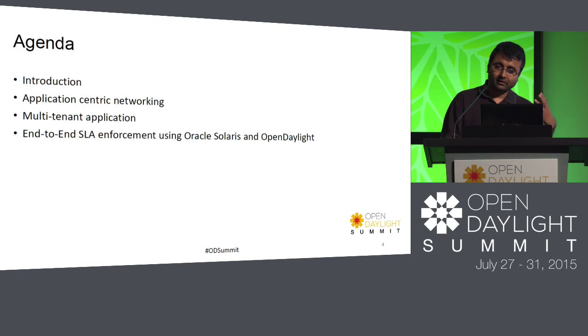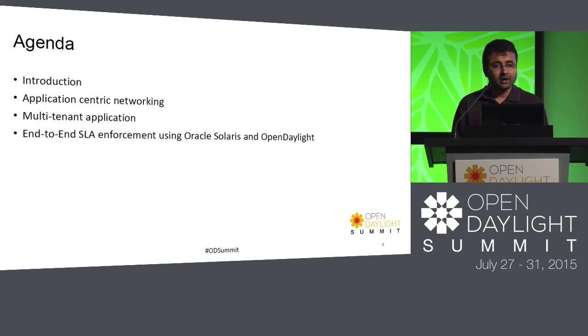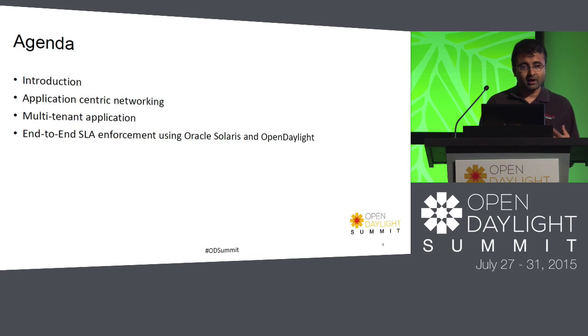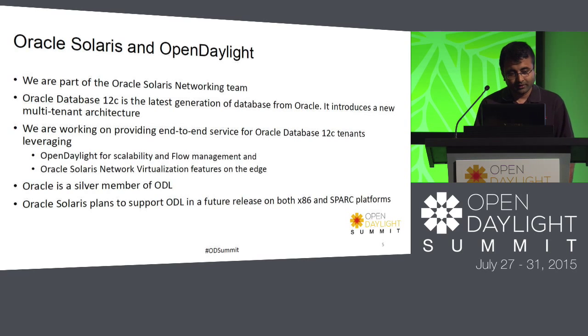We'll also look at the gaps between traditional networking and application. So we'll be looking at how those gaps can be bridged and make the network application aware. We believe that application-aware SDN is a way forward as compared to platform-specific hypervisor-driven or network infrastructure-driven SDN. Application-aware SDN is the way forward. We'll be looking at how to enforce SLA using Oracle Solaris and then OpenDaylight.